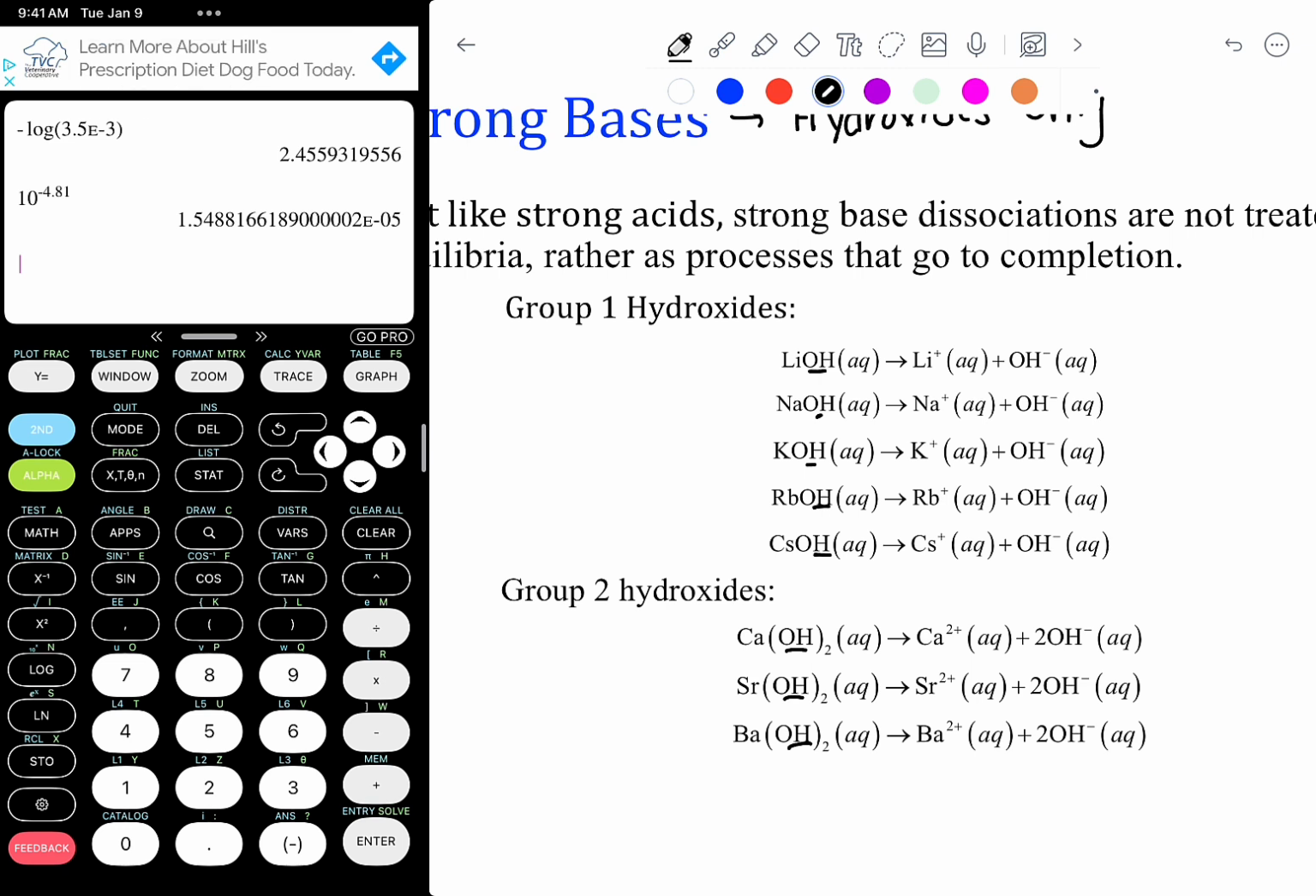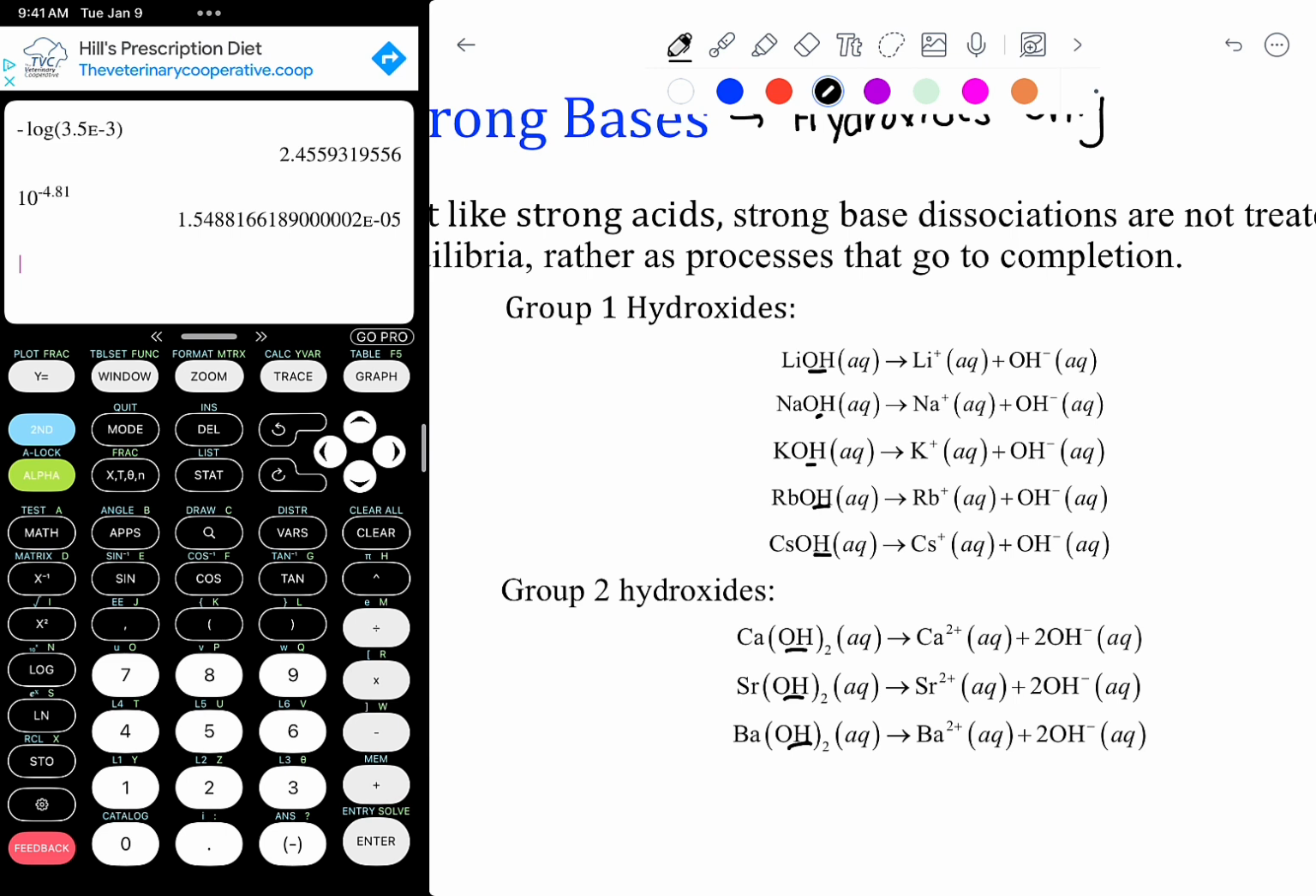So the group 2 strong bases that we need to remember are going to be calcium hydroxide, strontium hydroxide, and barium hydroxide. In your notepad, you are required to write a name for each of these strong bases. So you have to go back to your understanding of naming. We're still going to keep using that naming knowledge from Gen Chem 1. We've got to keep that up. So you've got to name all of these strong bases for group 1 and group 2 hydroxides.